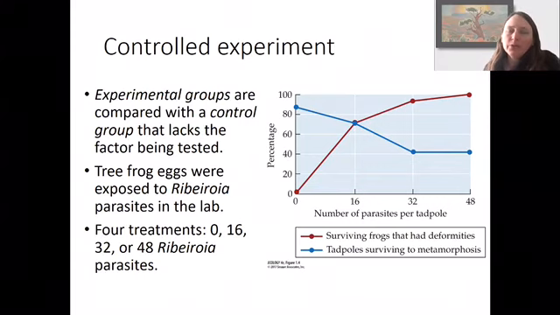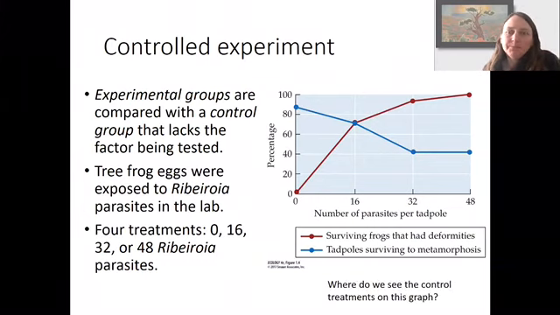Okay, great. So hopefully you figured out that the control treatment would be at 0 parasites per tadpole. And for controls, they would have 0 deformities and 85% survivorship. For the frogs with parasites, you see an increase up to like 75% of the frogs with 16 parasites had deformities, and their survivorship percentages had dropped a little bit. And then you see that only increase and decrease with increasing number of parasites.